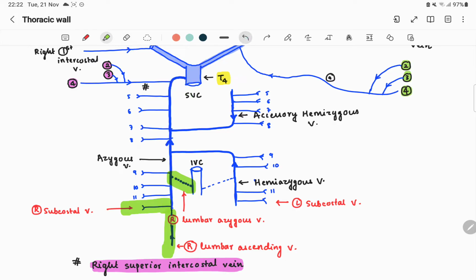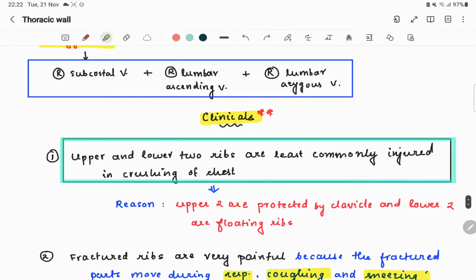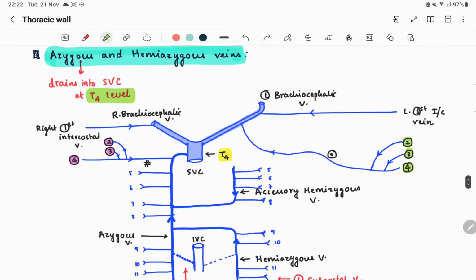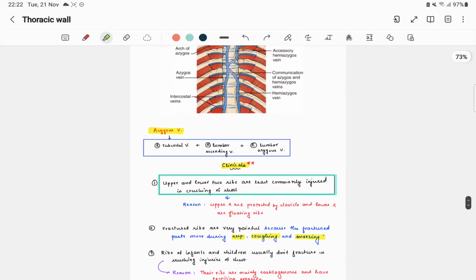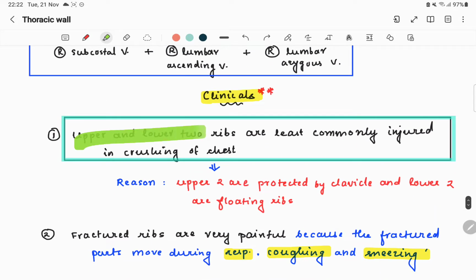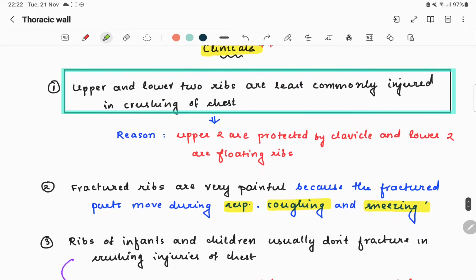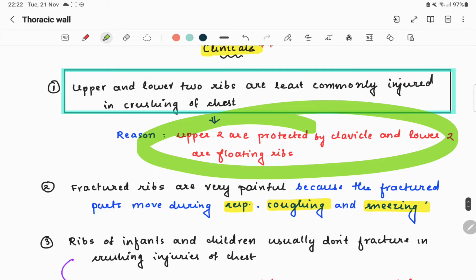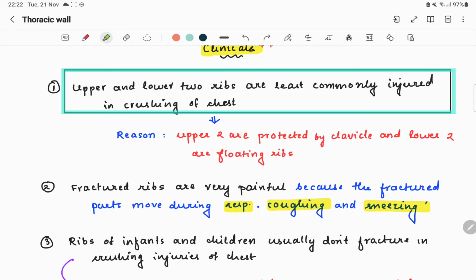So if you understood how the azygos vein is formed, let's move ahead and discuss the clinical. You understood the venous drainage and how the azygos and hemiazygos veins are going. Let's discuss the clinical. The upper and lower two ribs are the least commonly injured ribs in crushing injury of the chest. Why? Because the upper two ribs are protected by the clavicle, and the lower two are floating ribs.